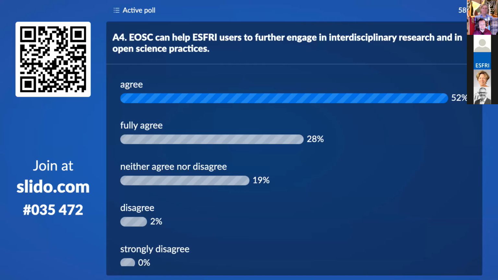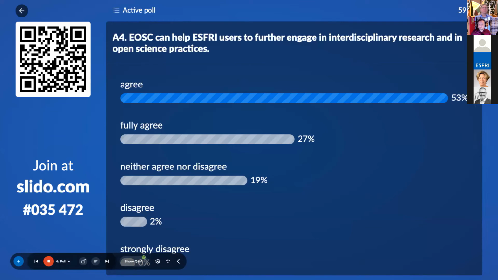Okay, maybe we consider it. Yeah, agree, fully agree. Here we have 80% saying that EOSC can help ESFRI users to further engage in the disciplinary research and open science. Okay.